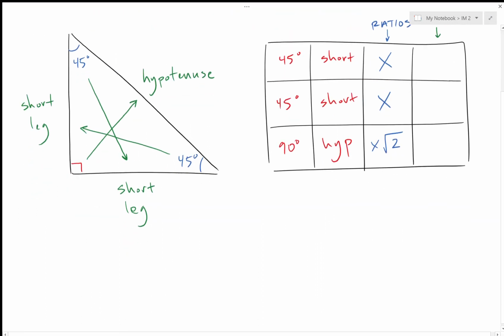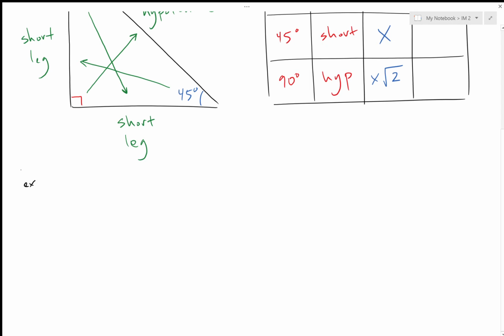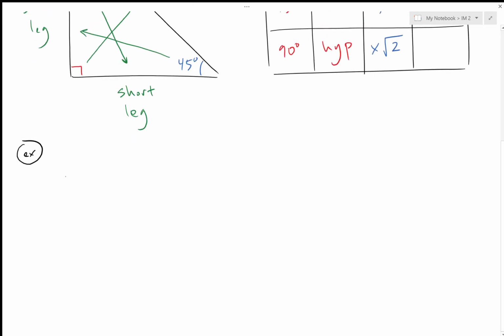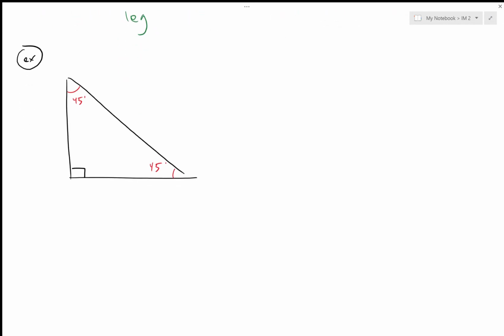All right, so let's jump into a problem. Our first example, they're going to give us a 45, 45, 90 degree triangle. So 45, 45, 90. They'll give us one side of the triangle, right here, 7. And it'll say find the missing sides of the triangle.